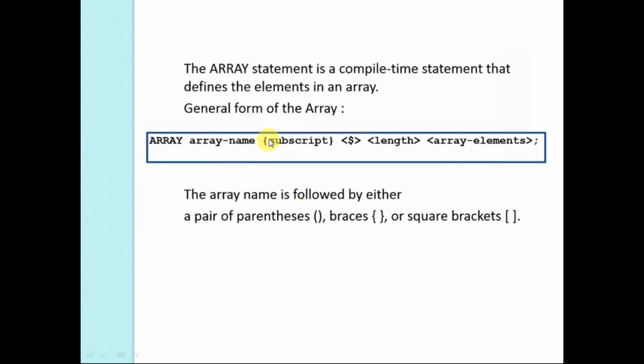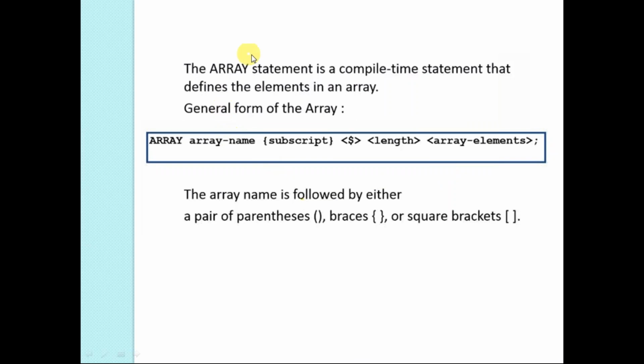In braces, you have to put the subscript. Subscript is nothing but the number of elements that you want to store in this array. Array elements are nothing but variables. Let's say you have given 5. It means in the array elements you need to mention 5 variable names. And if it is a character variable, you just need to put a dollar sign, and you can also define the length. We'll see all these examples in today's session.